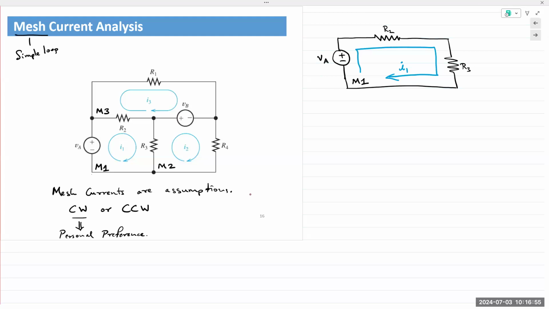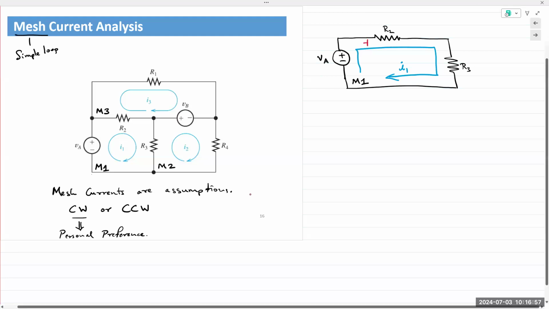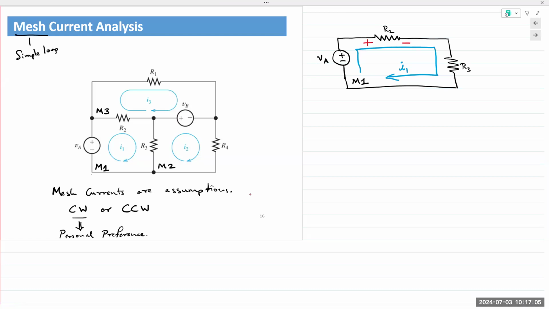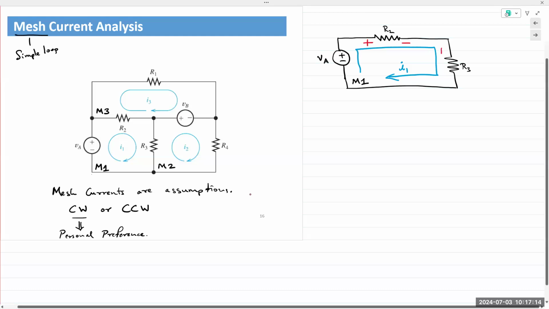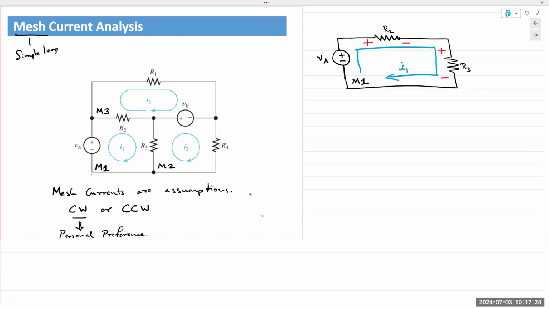So we can state that the voltage drop across R2 would have a plus on the left because that is the point of entry, and a minus on the right because that is the point of exit. Similarly, R3 will have a voltage drop with a plus sign at the top and minus at the bottom. And of course, that is due to the point of entry being at the top.